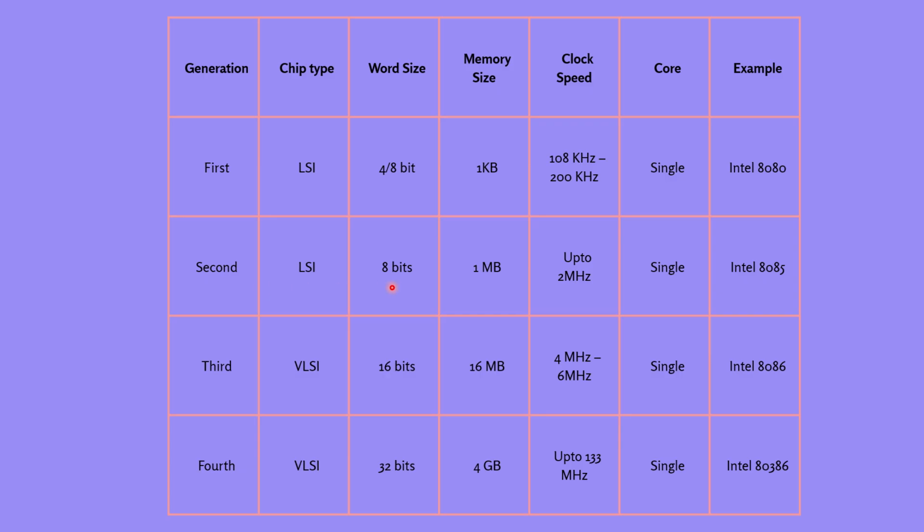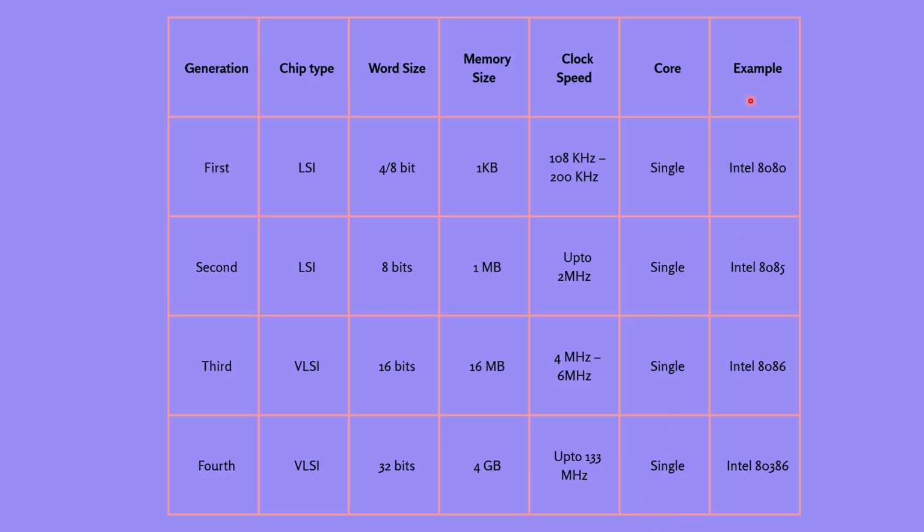In the second generation it was 8 bits, in the third generation it is 16 bits, and in the fourth generation it is 32 bits. And if we see the memory size, the first generation is 1 kilobyte, the second generation is 1 megabyte, the third generation is 16 megabytes, and the fourth generation is 4 gigabytes. And if you see the core, the first generation had only a single core processor, the second generation also single core processors, and in the fifth generation it is now a multi-core processor.